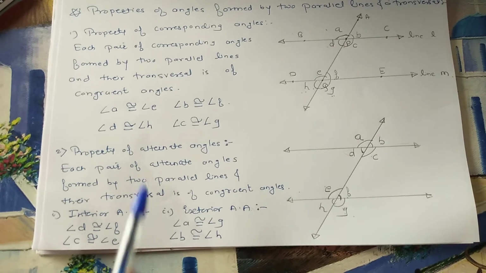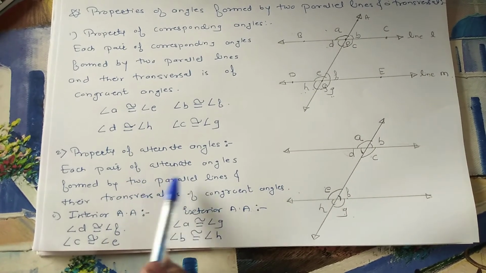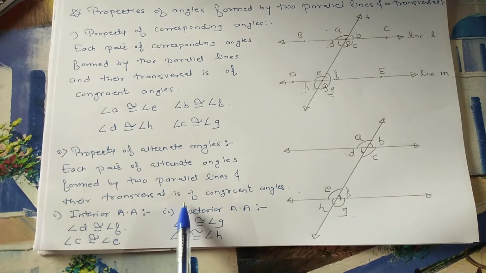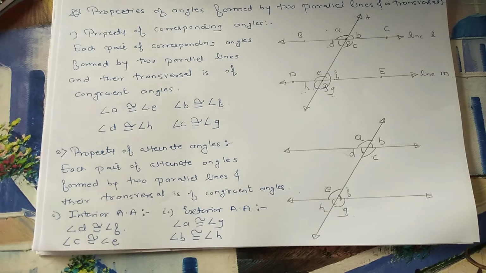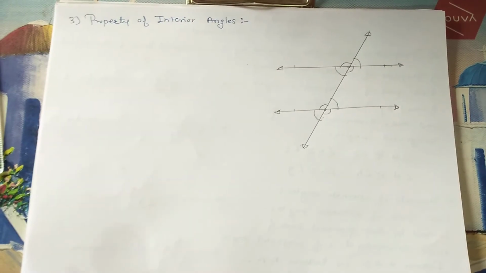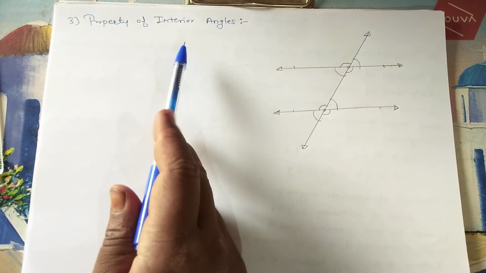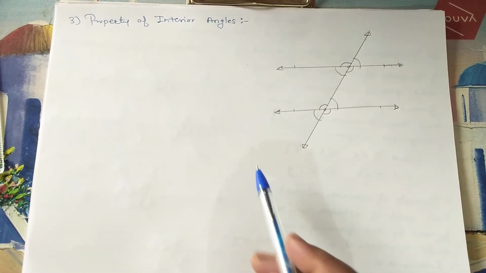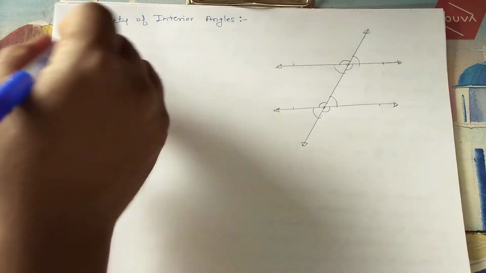This is the property of alternate angles, that is, each pair of alternate angles formed by the two parallel lines and their transversal is of congruent angles. Okay, next one is the property of interior angles. Again I have considered the two parallel lines and the transversal. Okay, what is the property of interior angles?